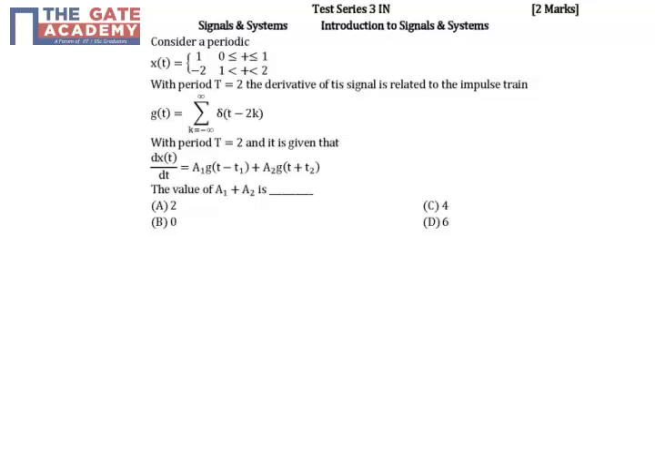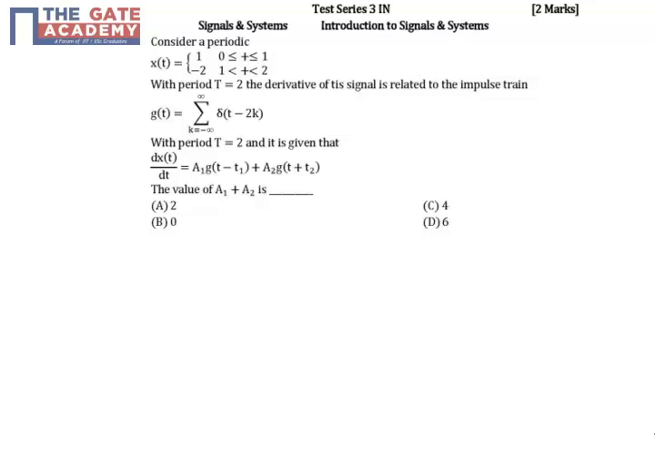So in the given problem, one periodic signal is given, and also the derivative of the signal. It was represented with a1 into some g of t and a2 into some g of another function t. So what is being asked here? He is asking the value of a1 plus a2. That means he is asking the magnitudes only. He is not asking you any time related things, right?